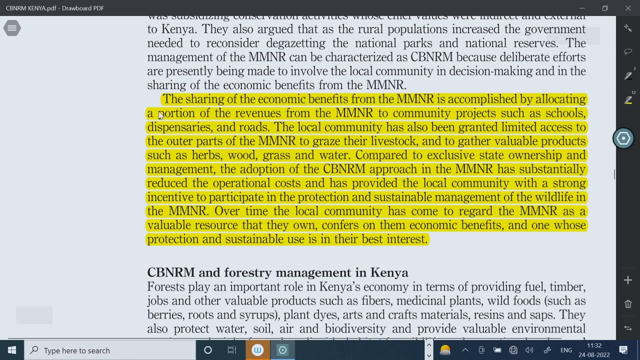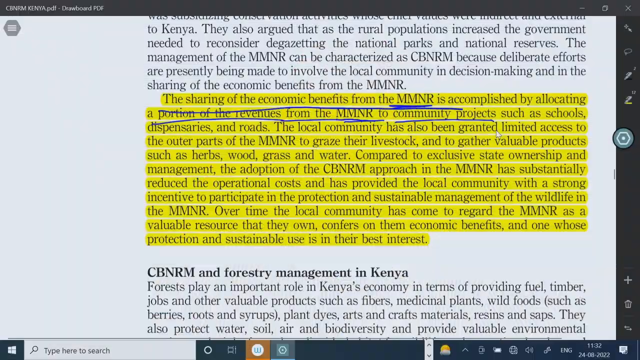But the sharing of economic benefits from this particular site, Maasai Mara National Reserve, can be accomplished by allocating a portion of the revenues from the MMNR to community projects. Means whatever benefit you are getting, even if it is under government control, if some of that benefit is allocated for the development of the community, like you build a school, dispensaries, or a road, then the local community will find that they are part of the system.